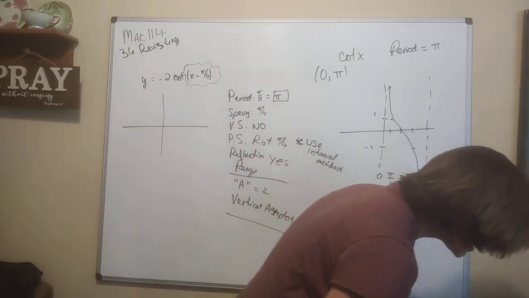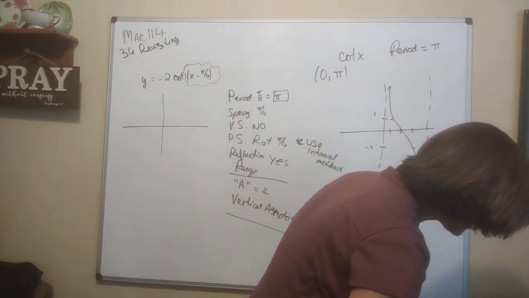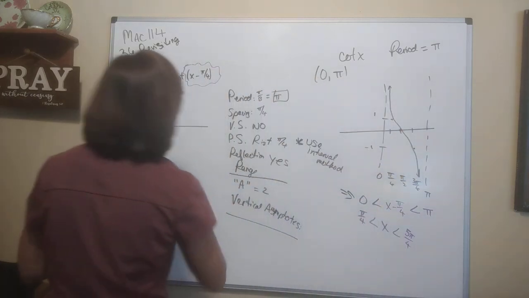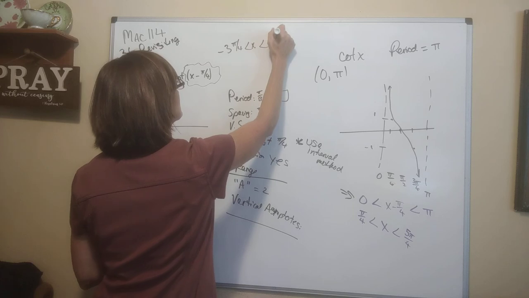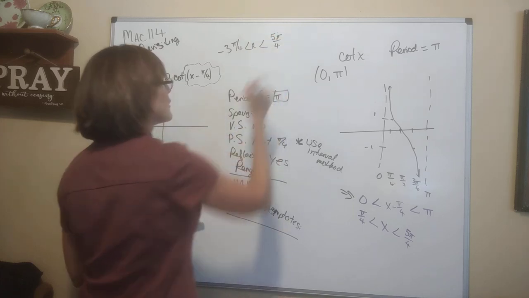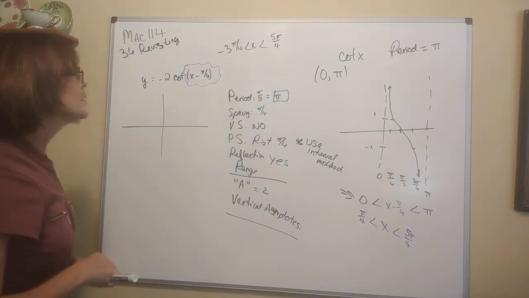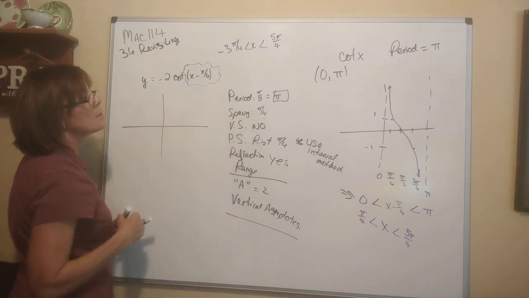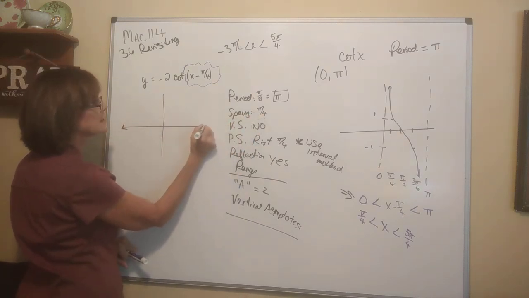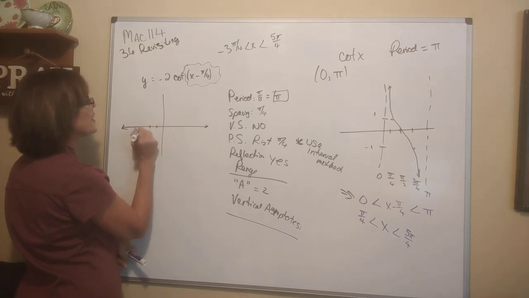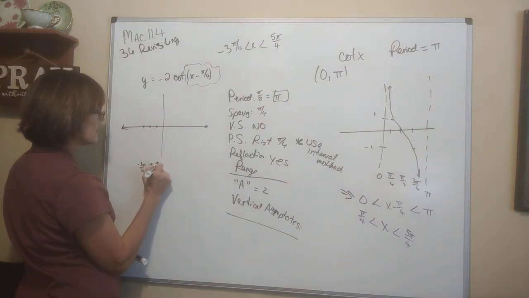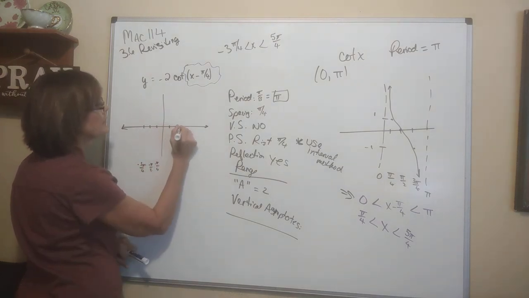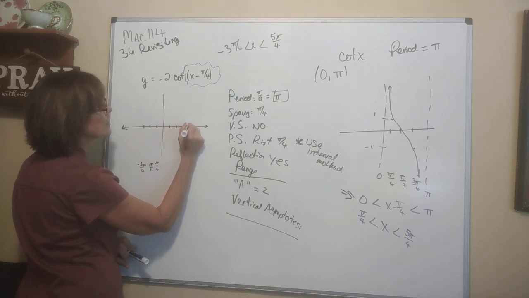What interval did they ask us to do this in? From negative 3 pi over 4 to 5 pi over 4. Negative 3 pi over 4, 5 pi over 4. Okay, that's what we've got to do. What do we split our axis up into? Pi over 4. So let's do that. Let's get busy doing that. Negative pi over 4, negative pi over 2, negative 3 pi over 4, zero, okay. Pi over 4, pi over 2, 3 pi over 4, pi.